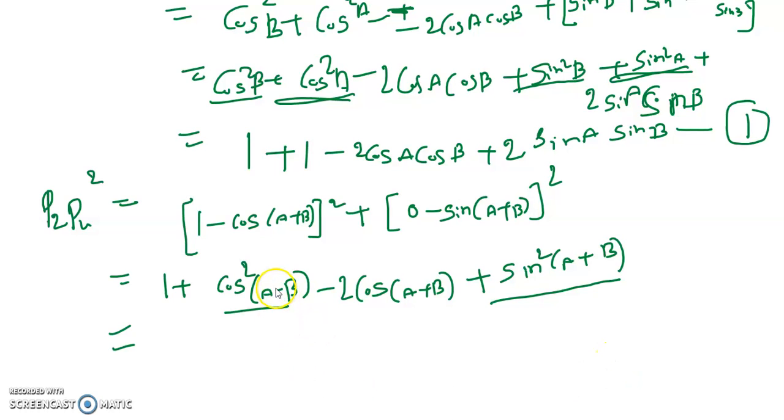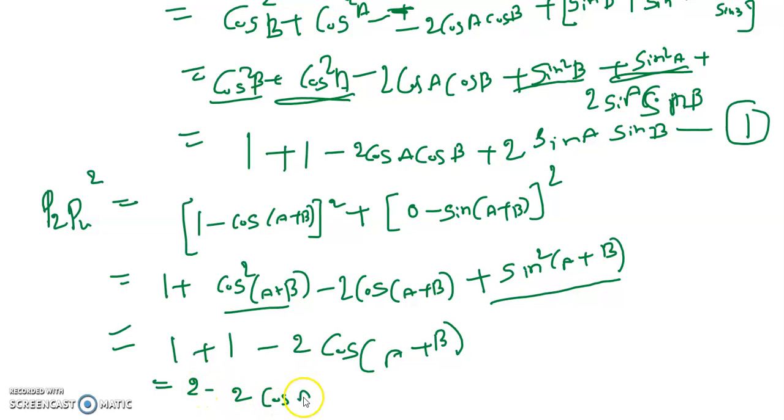Suppose I call A plus B as some angle, say theta, it is of the form cos square theta plus sin square theta. I can replace it by 1 minus 2 into cos of A plus B. Here 2 minus 2 cos of A plus B. Call this equation 2.